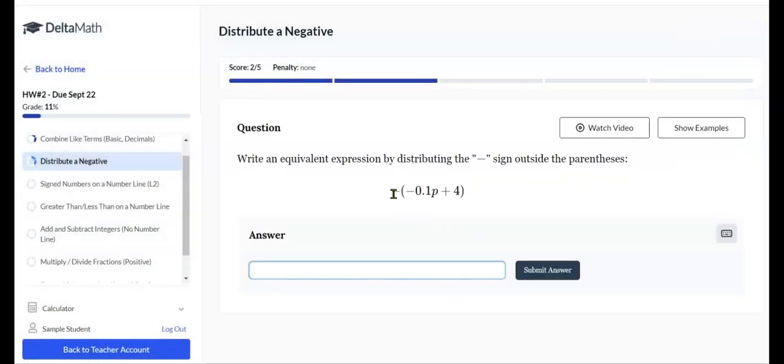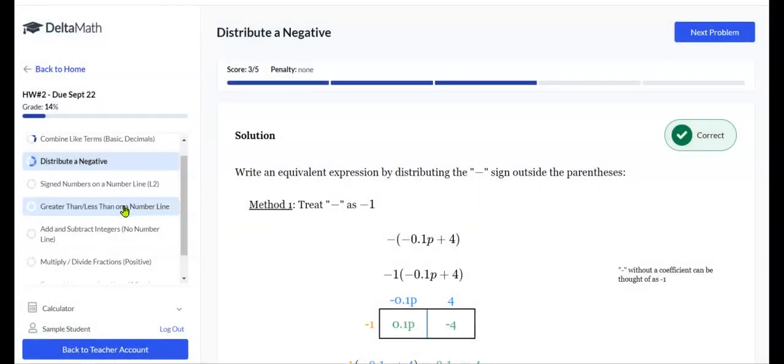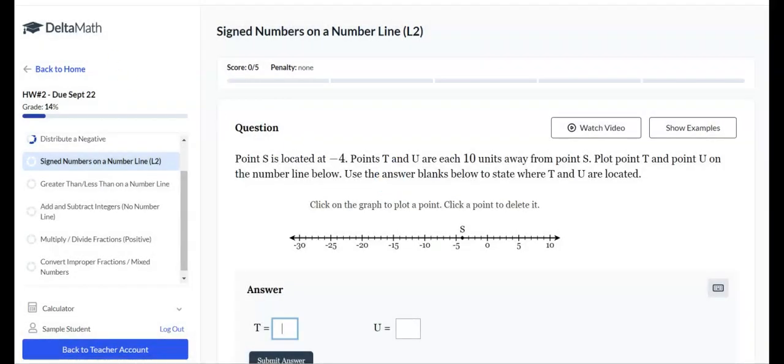One last time. This will change signs from a negative 0.1p to a positive 0.1p, and this plus 4 will become a minus 4. Think you're getting the hang of it? Let's try the next topic.